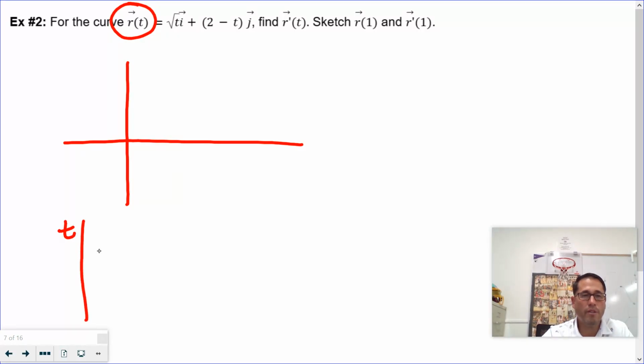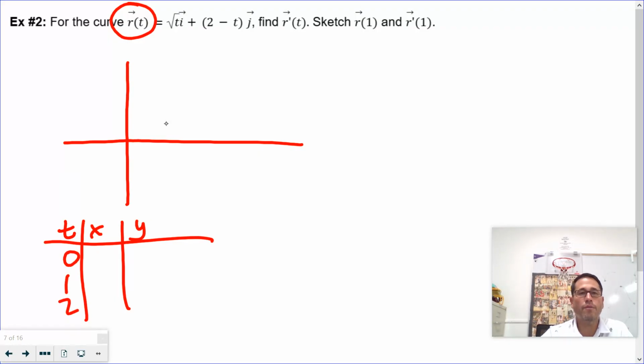Let's see. Remember, to do that, we do a little table. Let's just go 0, 1, and 2. You pick any values you want here to graph it, right? But we want to pick numbers that would be easy to work with. Plug a 0 in there, you get 0 and 0. Plug a 1 in there, I get 1 and 1. And then plug a 2 in there, and I get the square root of 2 and 0. Maybe I should have chosen something better like 4. So that'd be about 1.4. Boom. So that's what the curve is kind of looking like, going in that direction there.